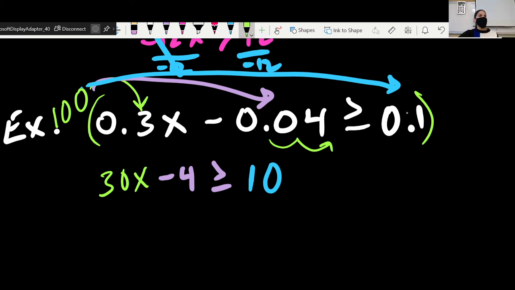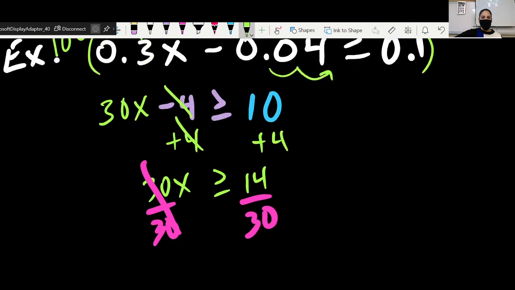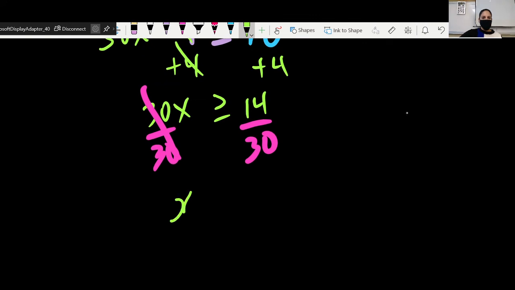What's our next move here? We've been doing this for a while now. Add 4 to both sides. That gets rid of it here. I'm trying to show you good habits of showing your work. So we have 30x is greater than or equal to 14. What do I do next? Divide by 30. Divide both sides by 30, which will get rid of it here. So it's not the nicest, cleanest answer, but it works.